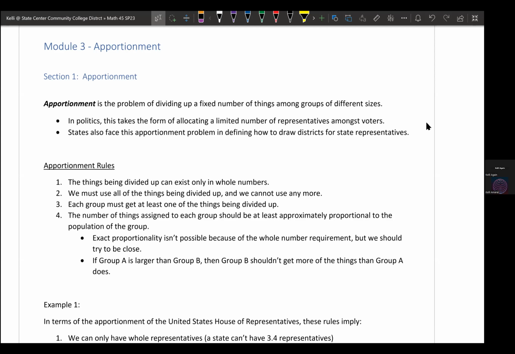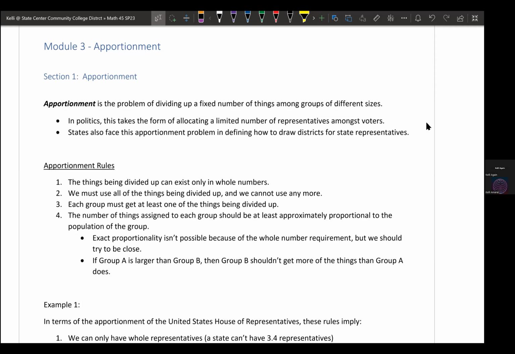Apportionment is how you divide up a fixed number of things among groups of different sizes. Like in politics, we need to say how many representatives each state has. That's you apportioning those representatives to the states. Apportionment is like giving a portion to each group.